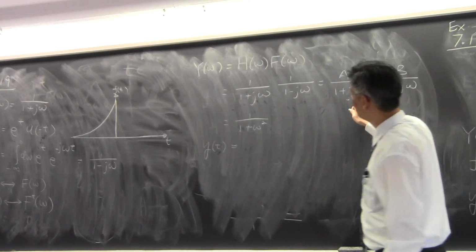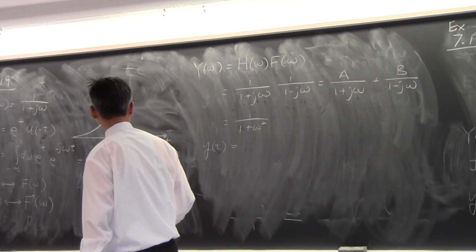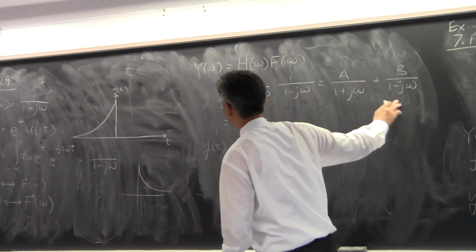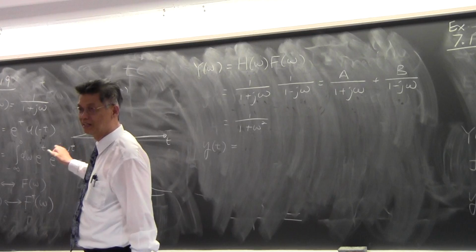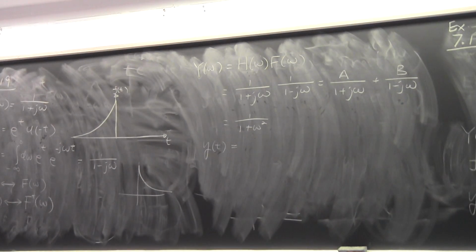This term Fourier transforms to that thing that we had before, and this term transforms to that thing over there. If we work it out, A and B turn out to be half or something like that. Is it half?